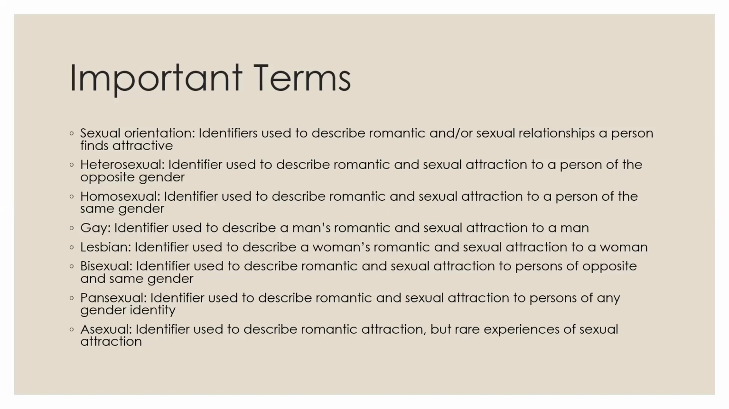Bisexual is an identifier used to describe a romantic and sexual attraction to a person of the opposite or the same gender. With bisexuality, and this is one of the least discussed topics within sexual orientations, in addition to pansexual and asexual, bisexuality has been met with stigmatization, mainly because there's a lot of bias towards people who identify as bisexual, whether it be a man or a woman. Those who identify as bisexual are considered confused.